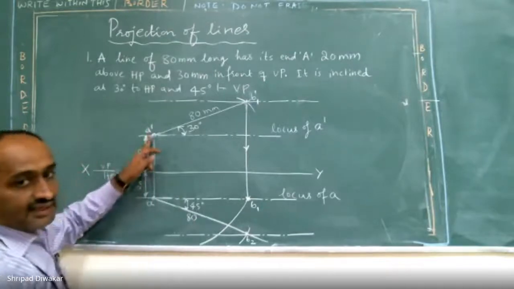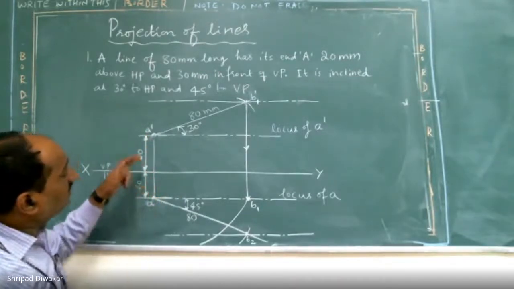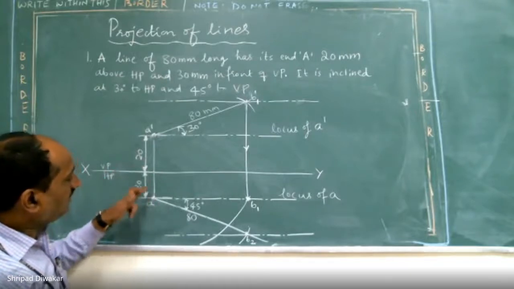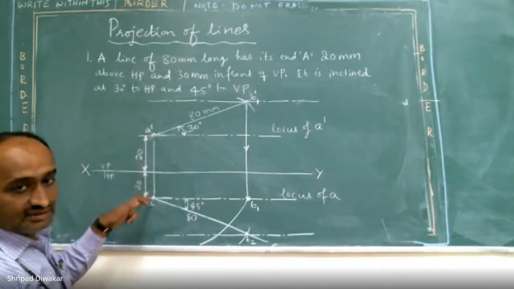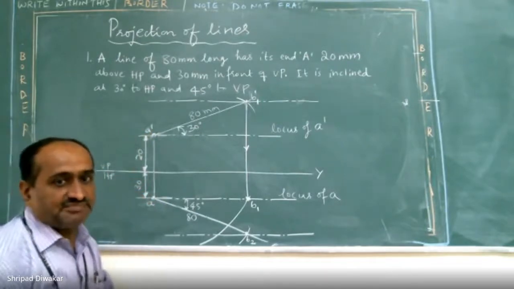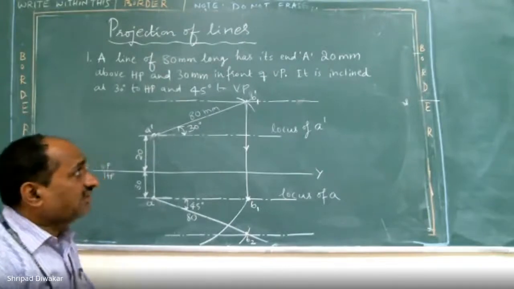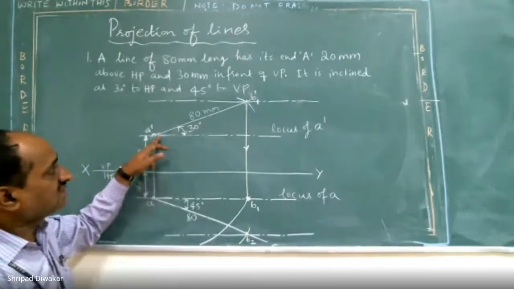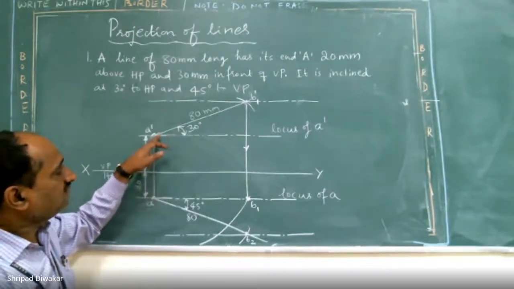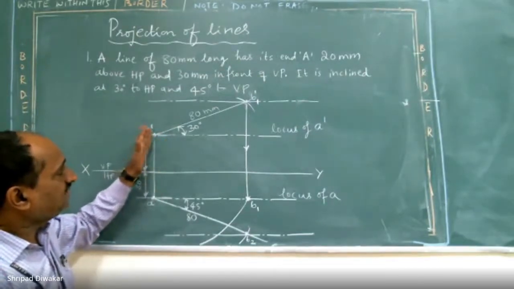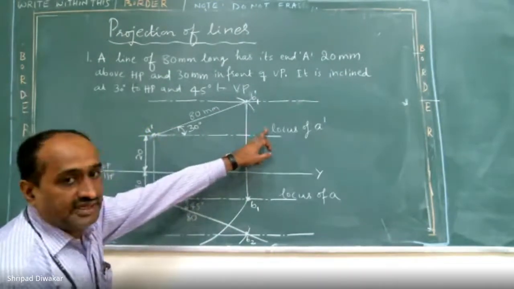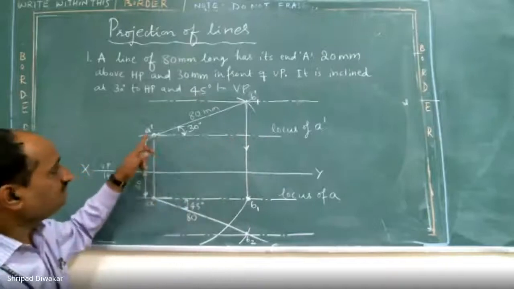Draw a line. Next step, 30 mm in front of VP, get a point and represent the points as A dash and A. These are the front view and top view of point A. This is the first step. Next step is you have to draw the locus line. Locus line, always you are going to represent it by this line. Locus line passing through A dash, draw one locus line and write it as locus of A dash, because it is passing through A dash.